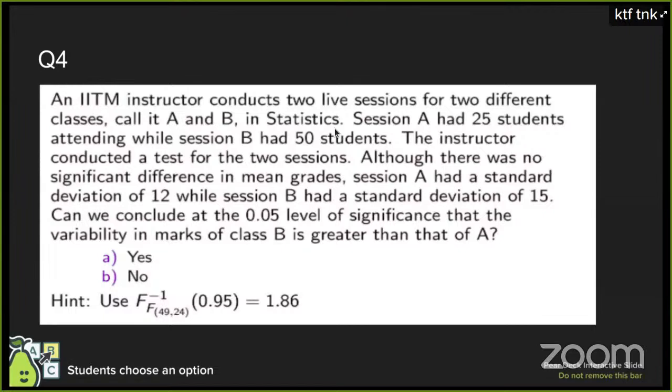Can you read the second last line? Can we conclude, at the level of significance, that the variability of the marks in B is greater than? Okay, the question is raised on the variability. But still I hold that one. I will go back to the fourth line, where the means are the same. Am I wrong in that?